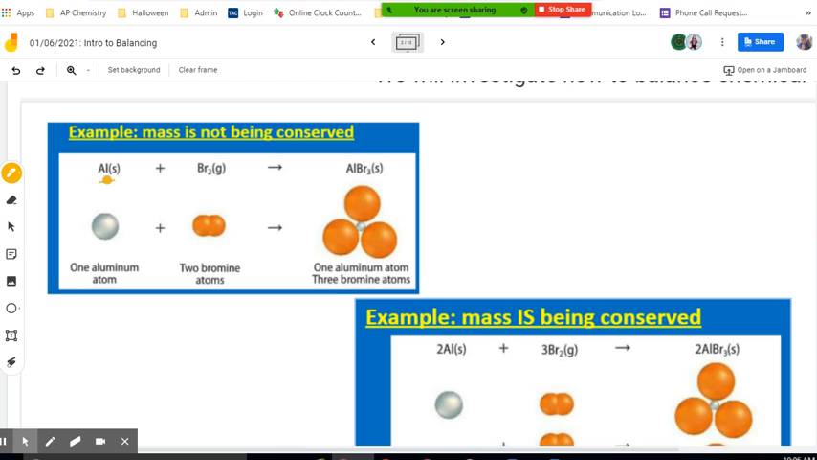So if I have aluminum, there's nothing in front of it, nothing behind it. That means we have 1, right? So that means that we had 1 aluminum atom, okay?